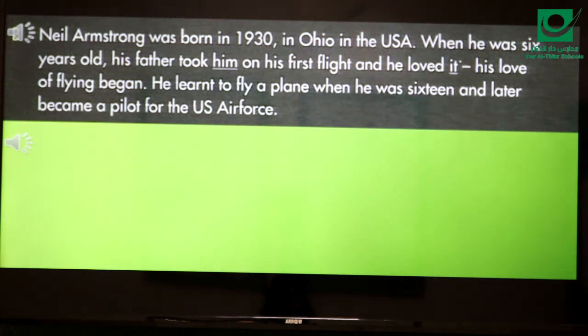Again, we have underlined pronouns. We are going to ask about it, study about them, and then we're going to go to part 3.